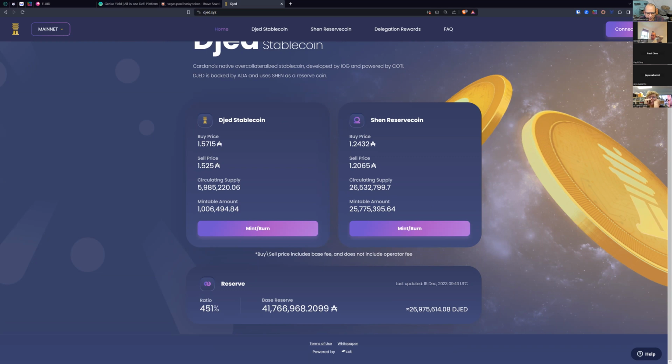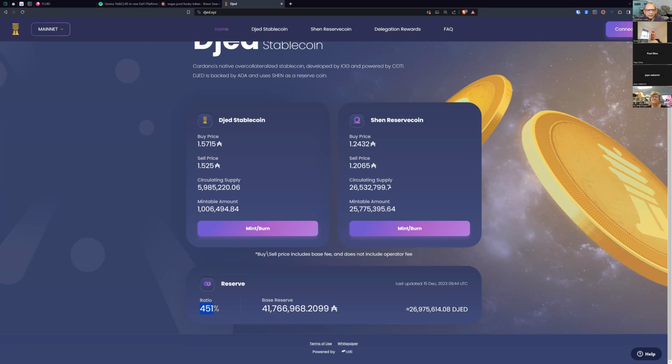And you can see down here this reserve ratio, 451%. So that is the reserve portion of ADA to JED. So you're always going to have 400, or 4 times the amount of value backing the JED stablecoin, and it goes between 400% and 800%. Once the over-collateralization drops below 400%, you can no longer mint JED, and once it goes over 800%, you can no longer mint Shen, and that's a way to control the price movement of the token.